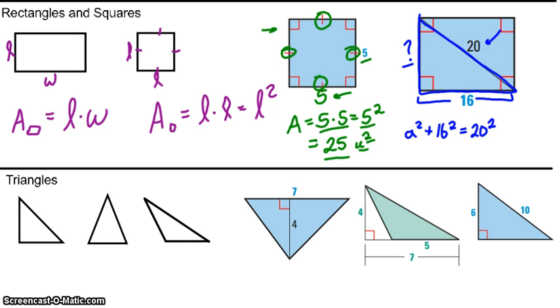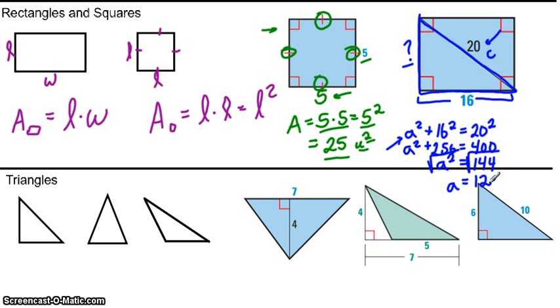Since 20 is my longest side, I'll use that as the c, the hypotenuse of Pythagorean theorem. And so I'll have a squared plus 16 squared equals 20 squared. Next, I know that 16 squared is 256, and 20 squared is 400. Next, after subtracting 256 from both sides, I get a squared equals 144.